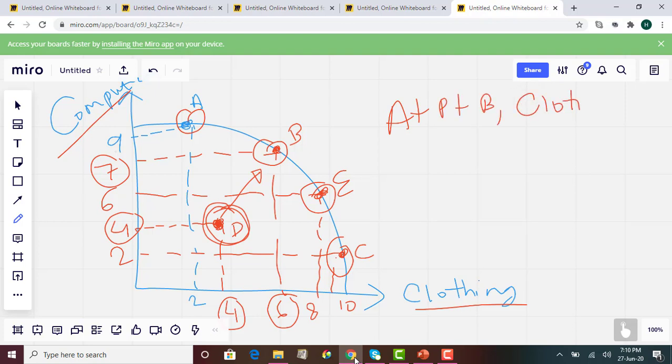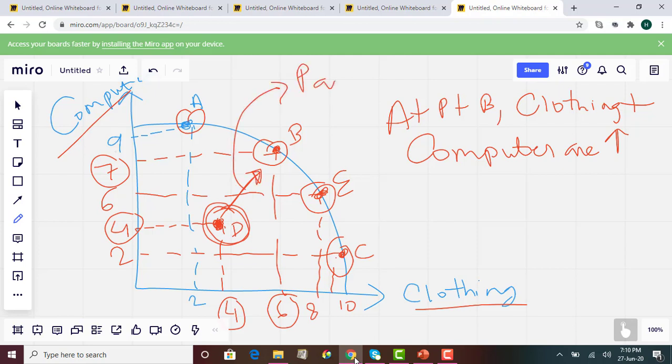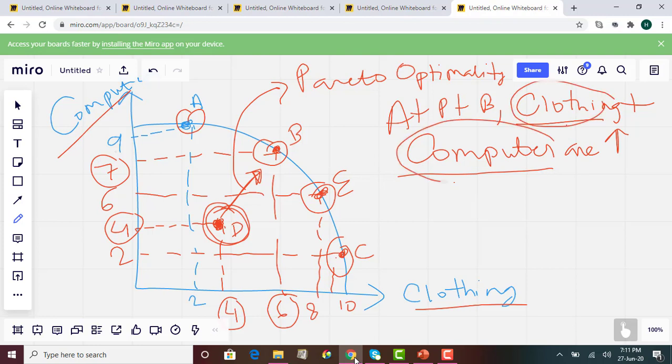clothing and computers both are going up, right? So if we move from point D to point B, this represents Pareto optimality, because we are achieving a greater number of computers and clothings, and there is no opportunity cost. We are not increasing the quantity of clothing at the expense of computers, or increasing the quantity of computers at the expense of clothing. Both the quantity of clothing and computers are going up.